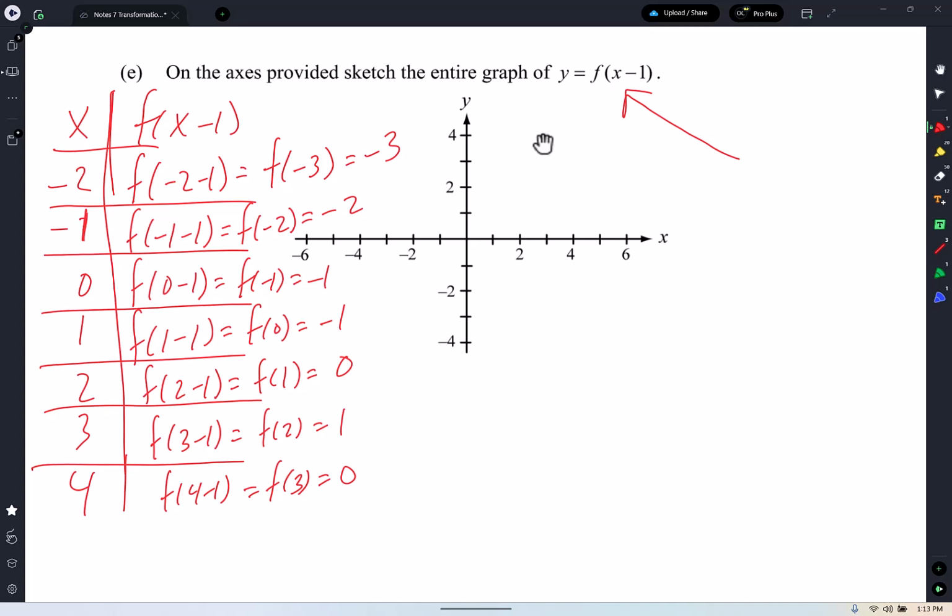Plot the points. Negative 2, negative 3, point. Negative 1, negative 2, point. 0, negative 1; 1, negative 1; 2, 0; 3, 1; 4, 0. What did you notice? Yeah, it was shifted one to the right.